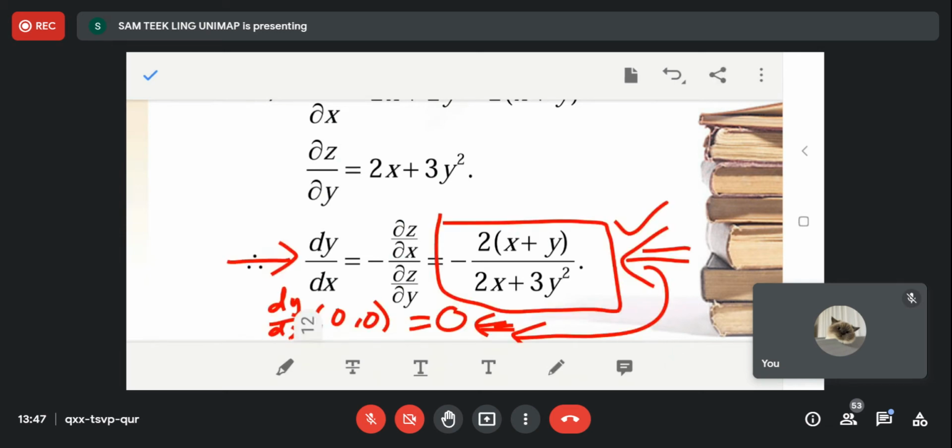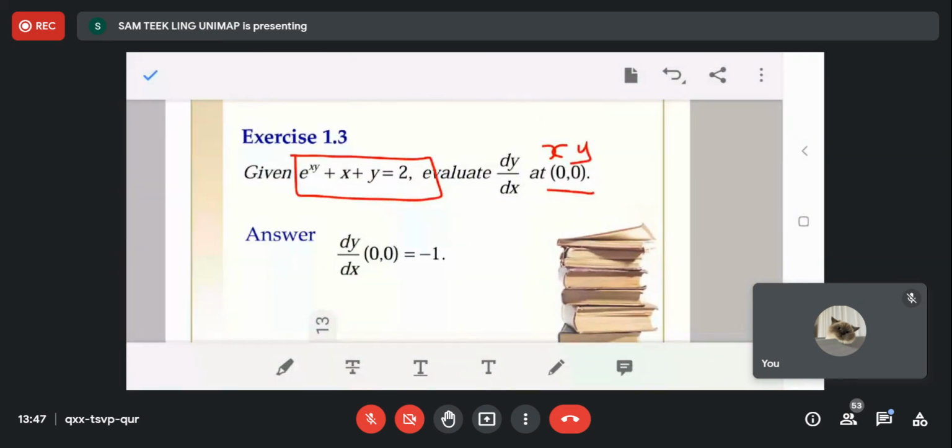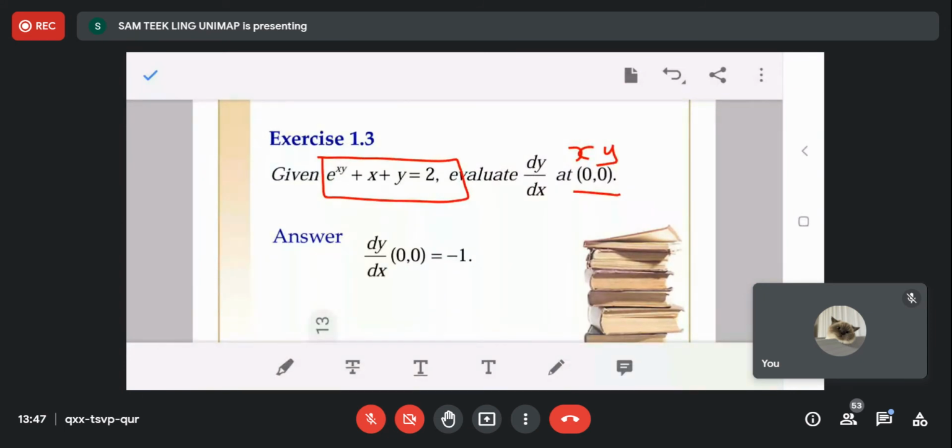So now try this exercise. See if you get your answer -1. I give you 5 minutes, so you can try now. See whether your final answer is -1 or not. So do it now.